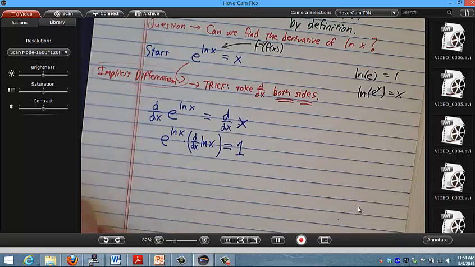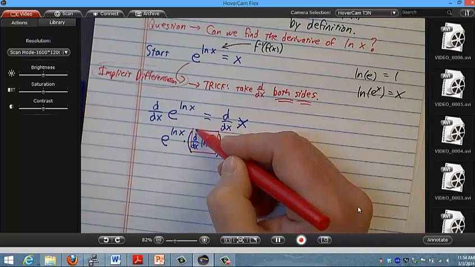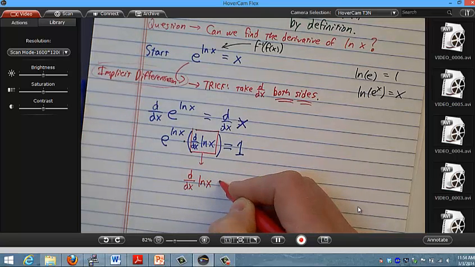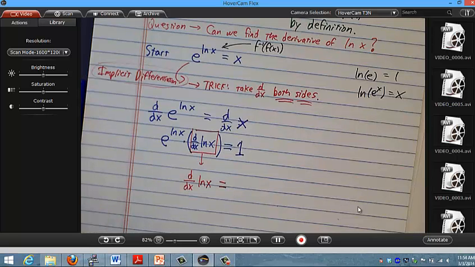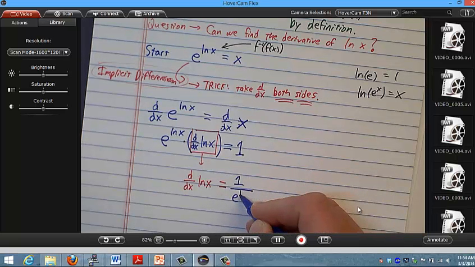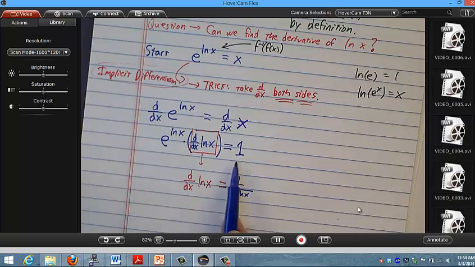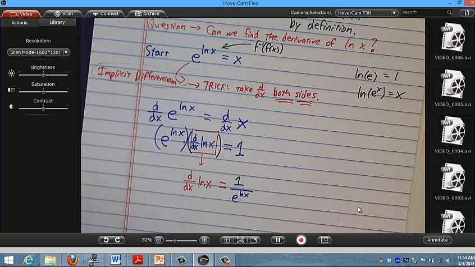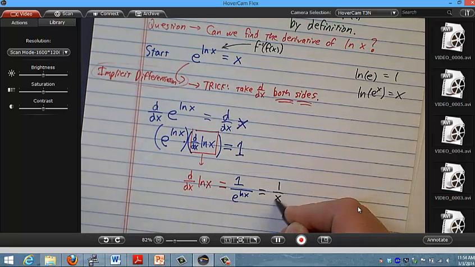But this might make sense to you. This is what I'm trying to come up with a formula for. The derivative of the natural log of x has to equal 1 divided by e to the ln x, if I just get it by itself, because this is a product here. E to the ln x times the derivative of ln x is 1. And by the way, what is e to the natural log of x? We already said x. So what's the derivative of natural log going to be? 1 over x.